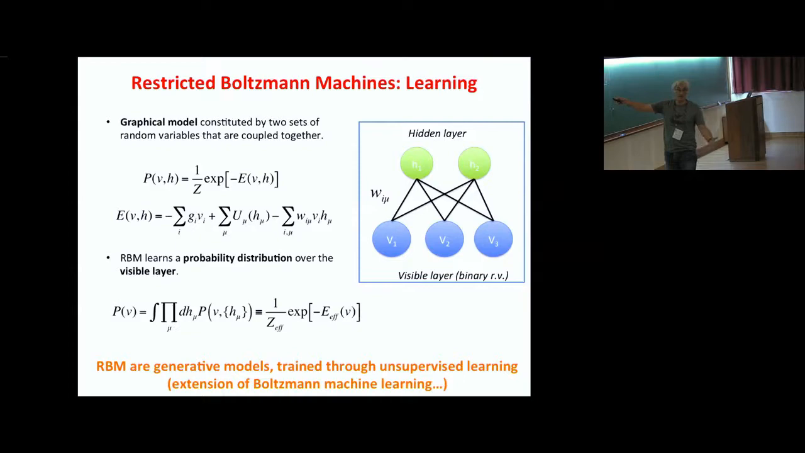Now, of course, we don't know what the representation should be. Actually, the whole thing is to learn interesting representation. What we know are only visible configuration in our database. So we have to define the marginal distribution over the visible units, which formally can be written as the integral over all possible representation of this joint distribution. Okay? Formally, I can write this. And the log of this is some effective energy on the visible layer.